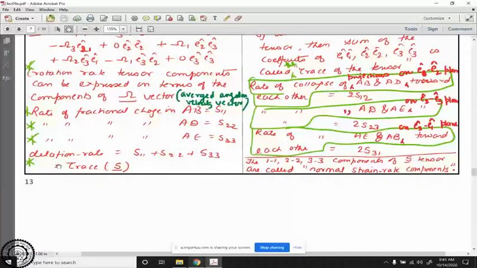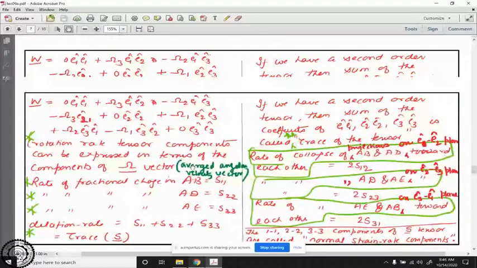And the dilation rate can be written as the sum of the so-called diagonal components of the strain rate tensor. Diagonal components, I mean the coefficients of 1,1, 2,2, and 3,3. And that is the same as the dilation rate, right? Because that is, you see, del v1 del x1, del v2 del x2, del v3 del x3. That's what we derived earlier.